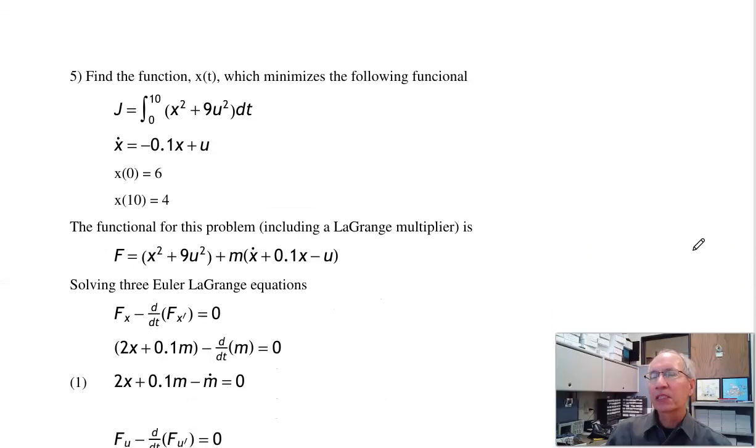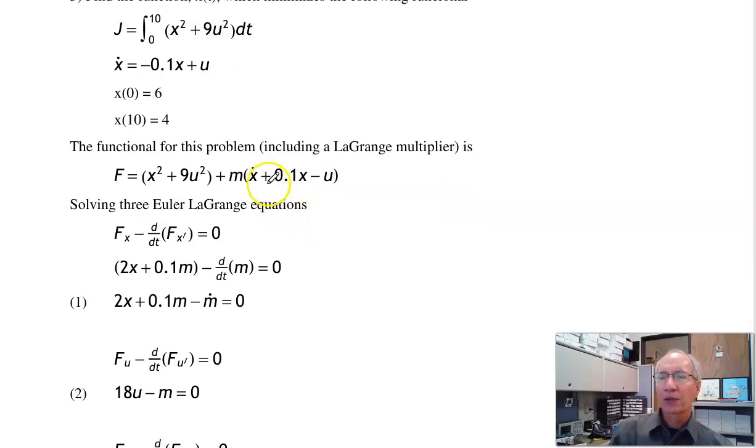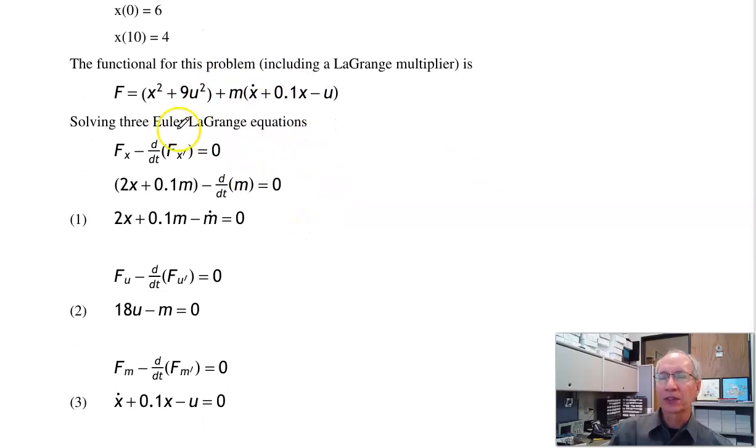Last problem. This is leading into controls. If I have a first-order dynamic system, I want to minimize this cost function, x squared plus 9u squared, subject to these constraints. What is the optimal path? Well, here I've got my functional, x squared plus 9u squared, and a constraint, so add a Lagrange multiplier times the constraint. I now have three variables, x, u, and m, which gives me three sets of Euler-Lagrange equations.